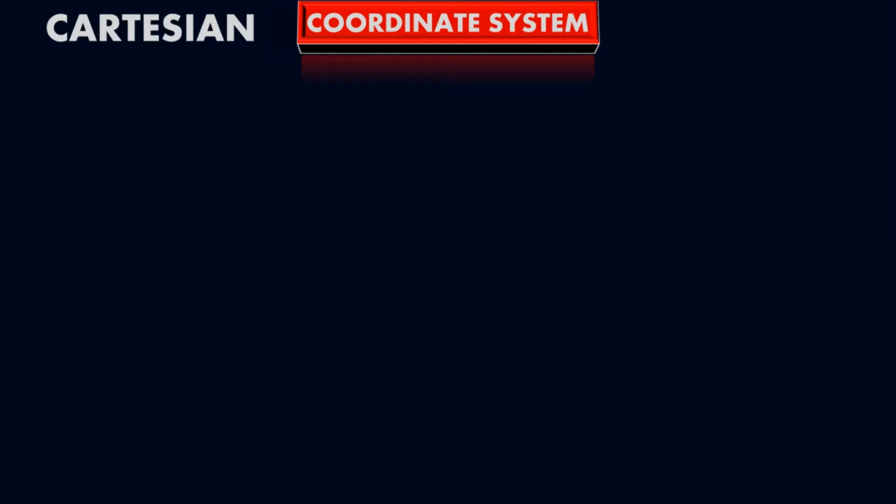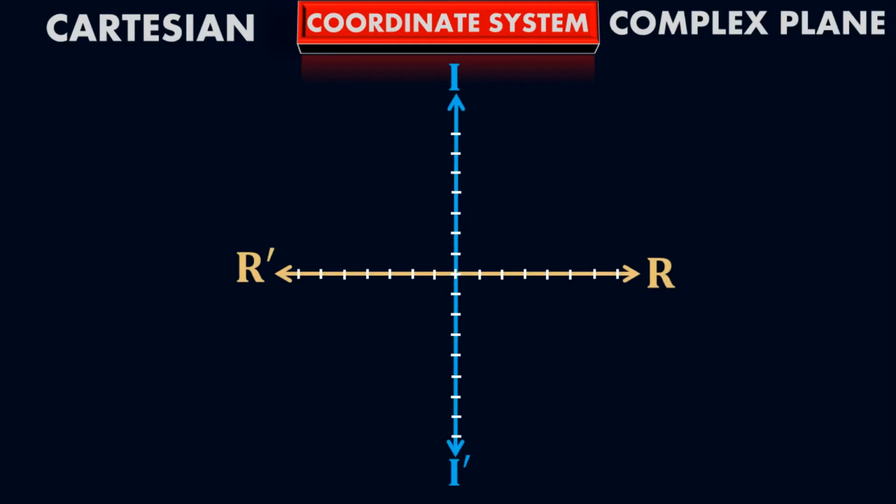Now we are going to talk about the Cartesian coordinate system for the complex plane. It is the complex plane. This is the origin, which is represented by 0. It is the origin of the complex plane.